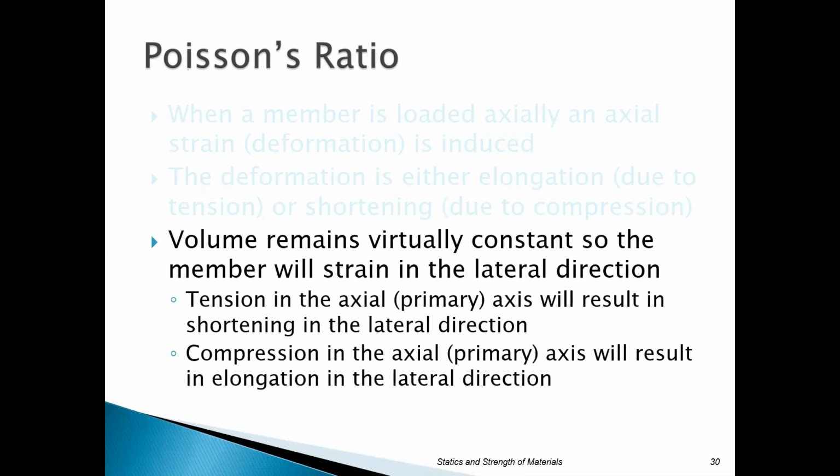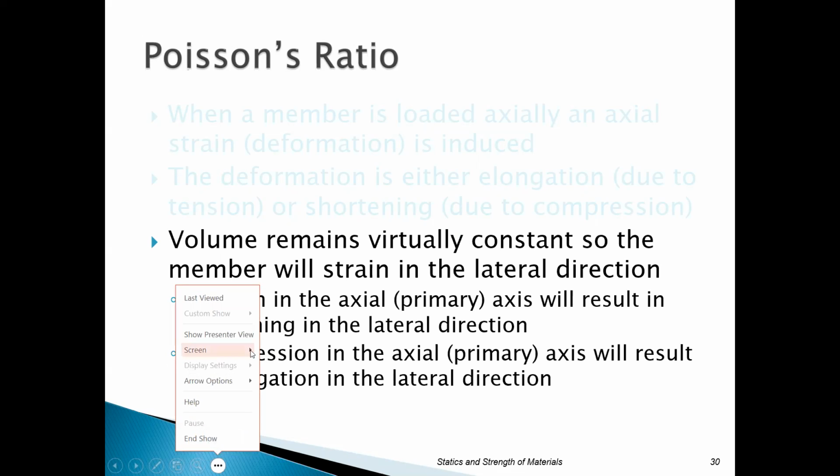For any material, your volume is going to remain constant essentially. So if it strains in the axial direction, then it also strains in the lateral direction. Tension in an axial or primary direction is going to result in a shortening in the lateral. If you're putting a part in tension axially, it's elongating in the axial direction, but because the volume's staying the same, it's going to shorten in the lateral direction. And compression is going to do the reverse. If you compress the axial or primary axis, it's going to elongate in the lateral direction. Let me show you a picture of exactly what I'm talking about.